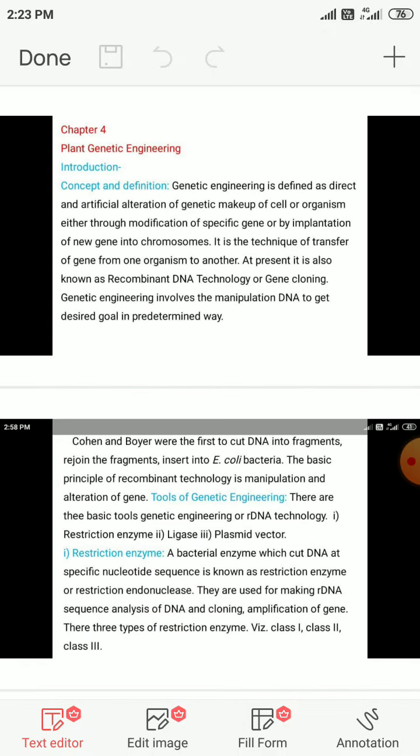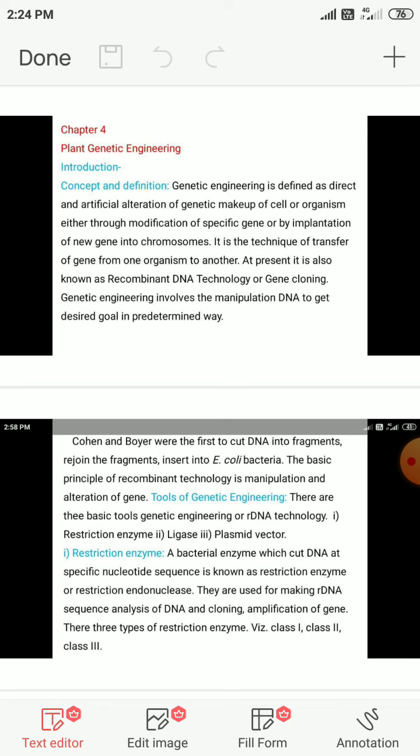Let us start chapter 4, Plant Genetic Engineering. Genetic engineering means any genetic manipulation, any change or alteration of the chromosomes or alteration of the genes. Simply, it is called genetic engineering. The concept and the definition.